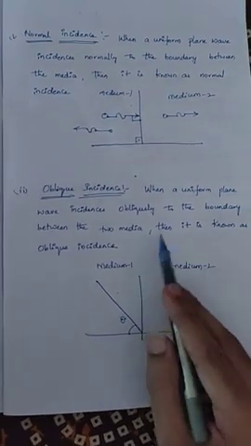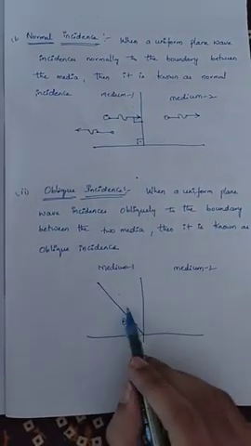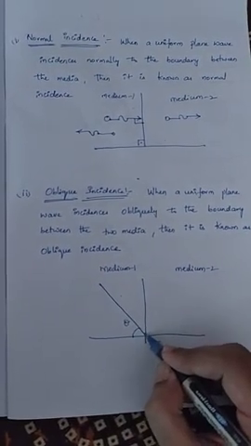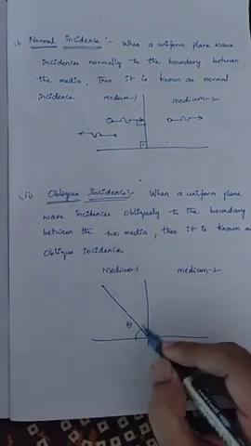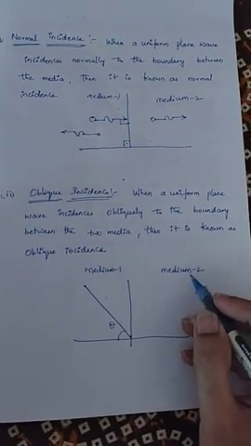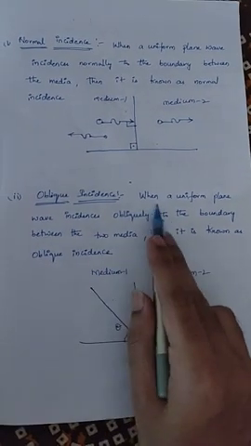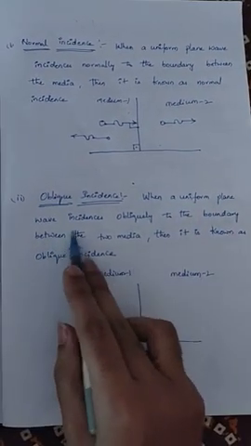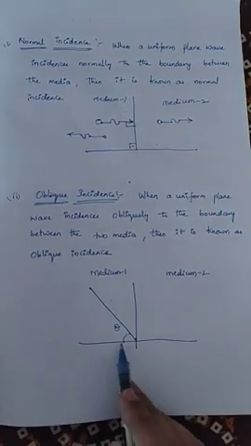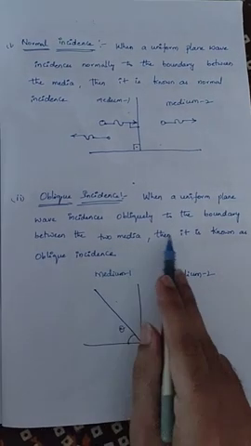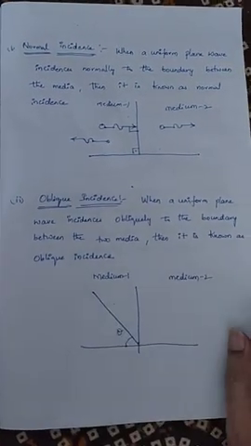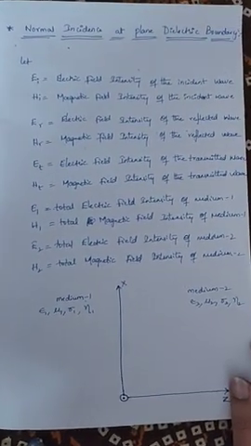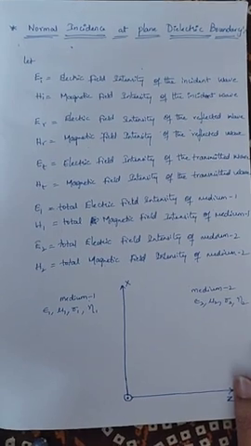So whenever the uniform plane wave is incident, and it is reflected back into medium 1 or transmitted into medium 2. So what do you mean by oblique incidence? When a uniform plane wave is incident obliquely, making an angle to the boundary between the two mediums, then it is called an oblique incidence.